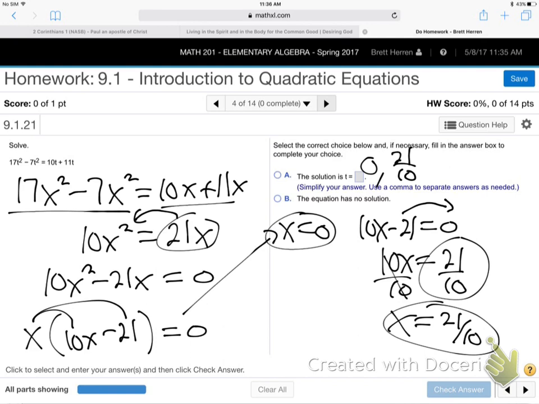Okay, so is this making sense? Whenever we see x squared, we always bring everybody to the x squared side. And that makes a 0. Factor, set each one equal to 0, and solve.